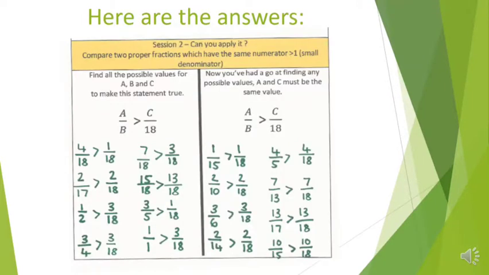So here are some possible answers. There are loads of different ways of doing this. So just check that your calculations are correct. That first fraction, A over B, always needs to be the bigger fraction. So make sure that's bigger than whatever you have C over 18 as.